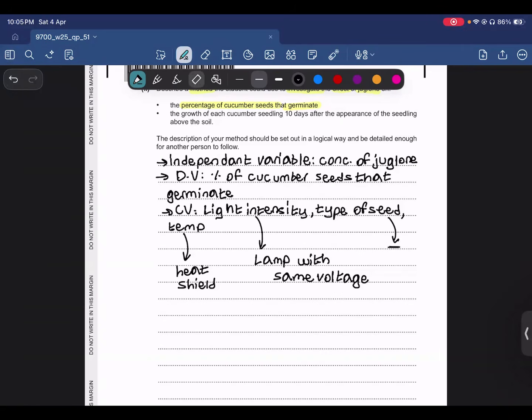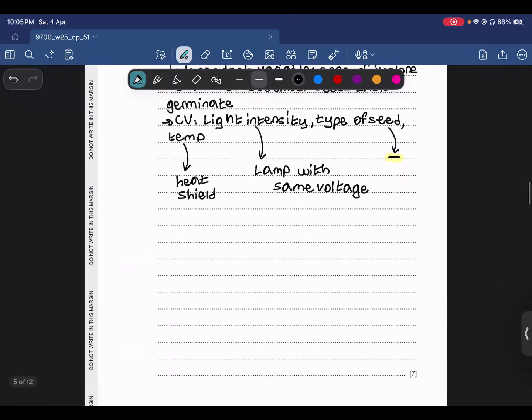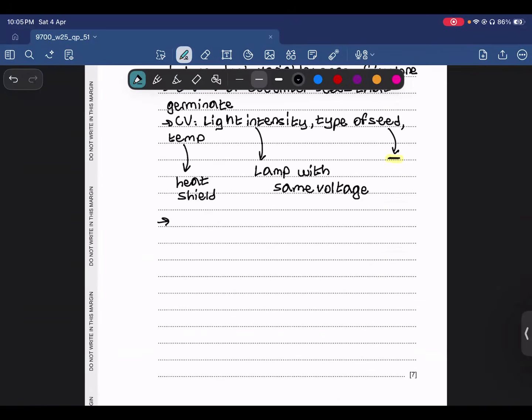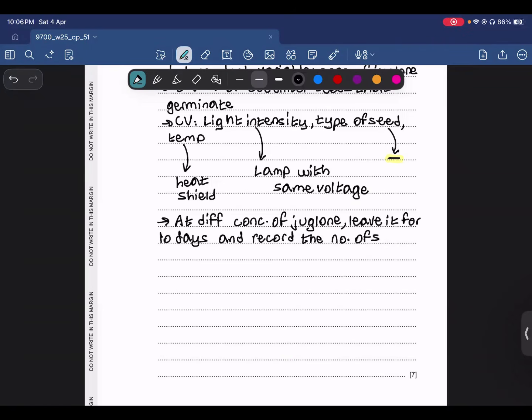Yeah, okay. And then we could, at different concentrations of juglone in the soil, leave it for the 10 days, and then record the number of seeds that germinated after a specific time, and at set intervals maybe. You said 10 days, but with set intervals, how will we include that? Could we measure it after maybe 2 days, 4 days, 6 days, and 8 days, something like that? Okay, makes sense.